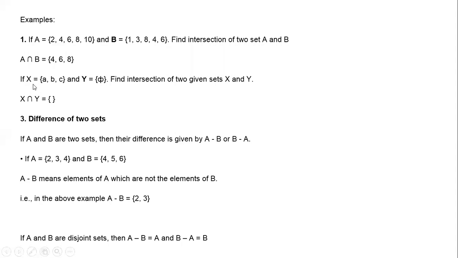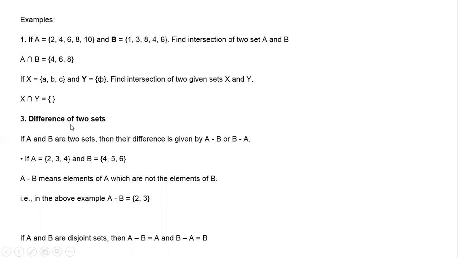Okay. Now see here, X is having A, B, C, where Y is a null set. Since Y is a null set, it does not contain any element. If you find the intersection of X and Y, the result will be the null set only. You will not have any value.